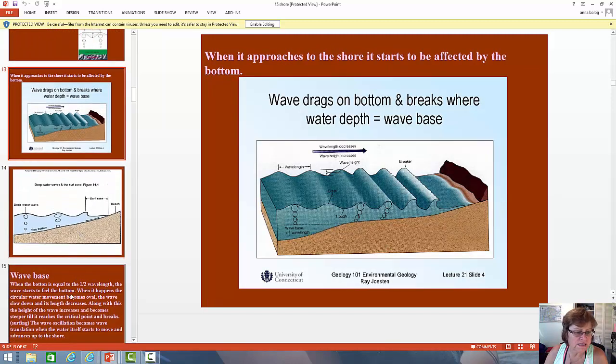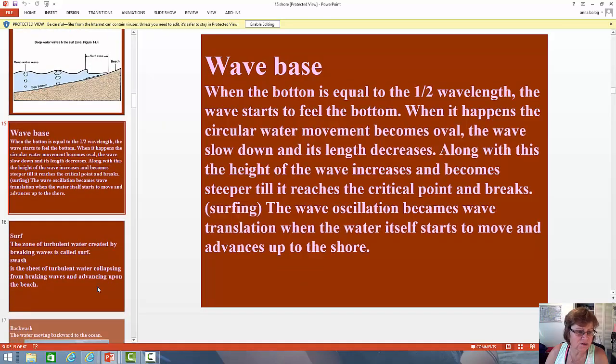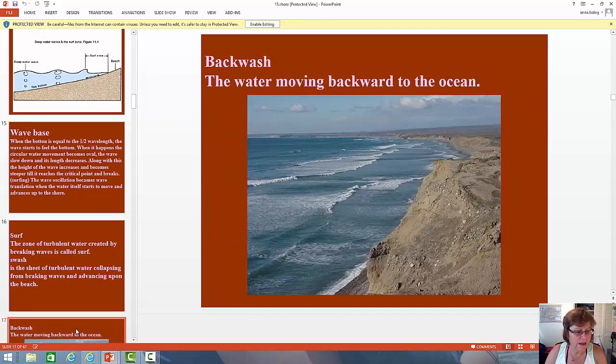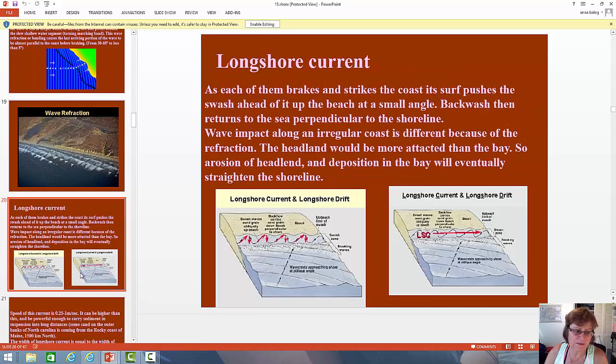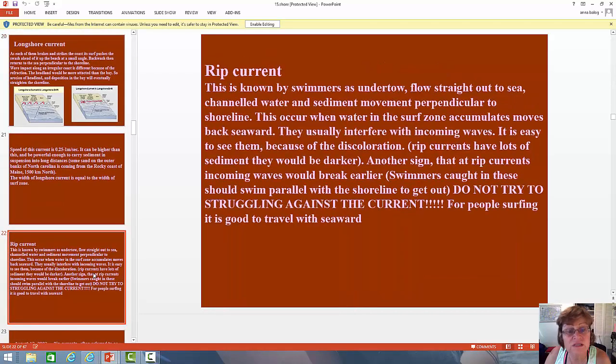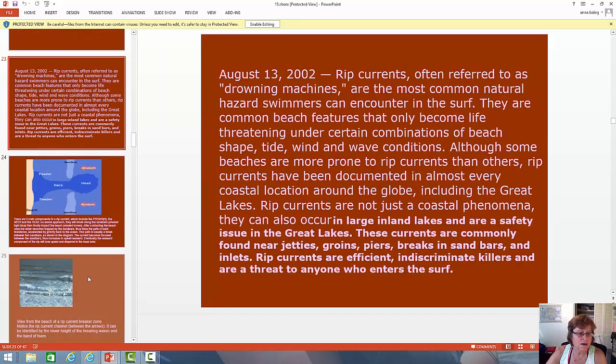So you of course have to know the wave base, the surf zone, the backwash. You should know what wave refraction is and the coastal currents, the longshore current. It's very important that you know the longshore current. Of course, the rip current, that is one of the most important. I really wanted you to know that, so it's important.